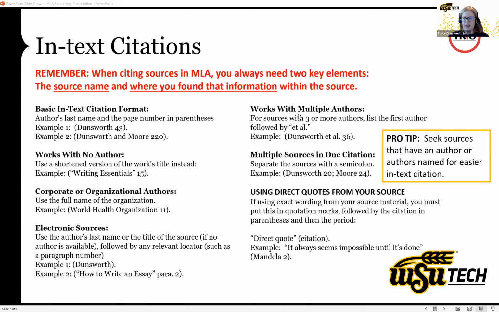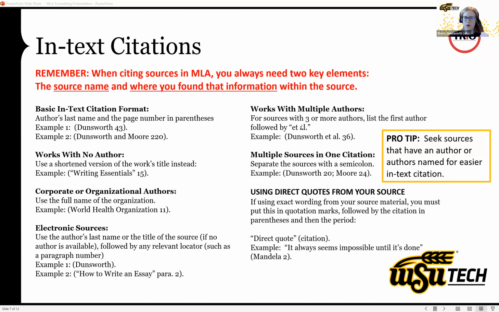And sometimes you'll have multiple authors. If you have 3 or more authors, then what you do is list the first author's last name, followed by this right here, et al., et space al period. Et al. is Latin for "and others." You will see this quite frequently as you're doing academic writing because there are many sources out there that have 3 or more authors. So this is one that you will probably use over and over again.